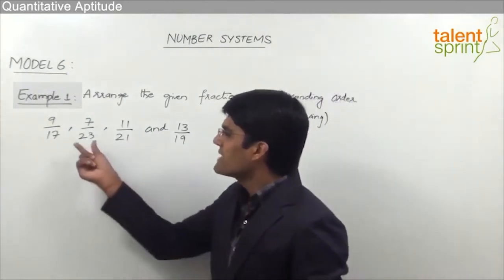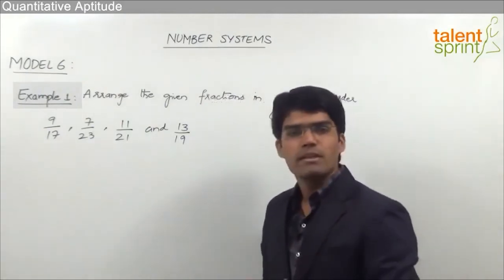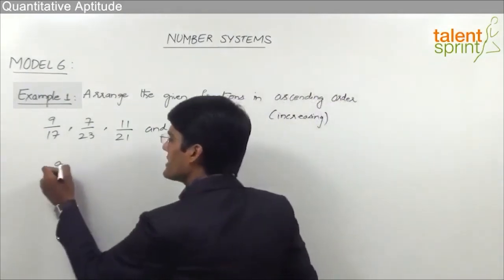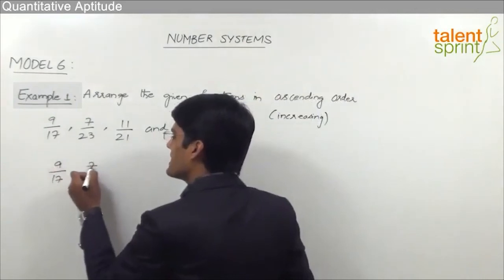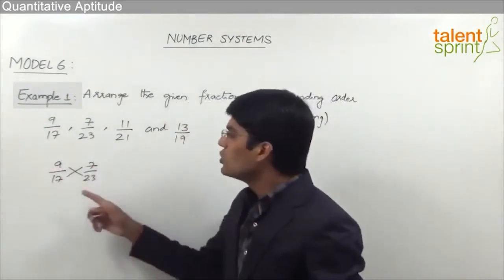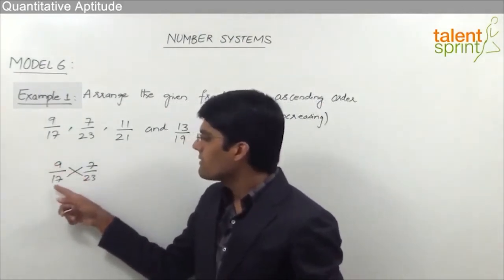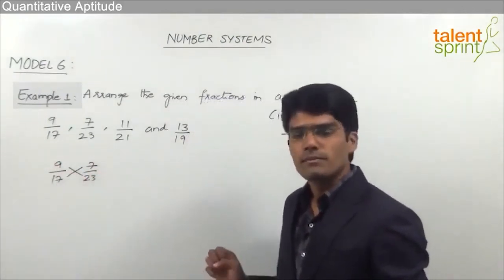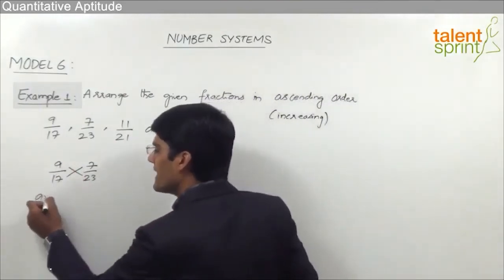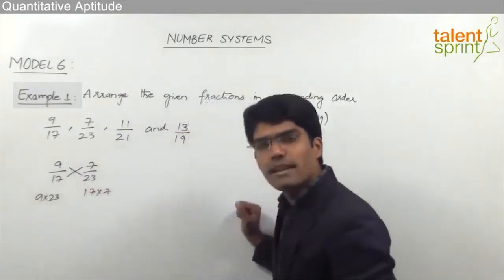For example, let's say we have to compare the two fractions 9 by 17 and 7 by 23. So what we do here is take the fractions 9 by 17 and 7 by 23 and do the cross multiplication. That means the numerator of one fraction is multiplied with the denominator of the other, and the denominator of one fraction is multiplied with the numerator of the other. So what we get is 9 into 23 on one side and 17 into 7 on the other side.